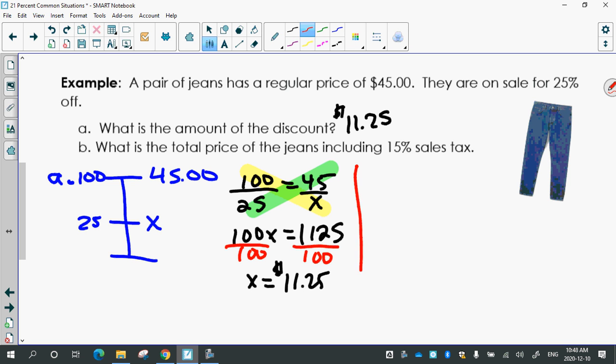B is different. So for B, you kind of have to know how a cash register works, and how sales and tax work. What is the total price of the jeans, including 15% sales tax? So if you go up to the cash register, they're going to first take the $11.25 off before they calculate sales tax. So they're going to first bring in your sale.